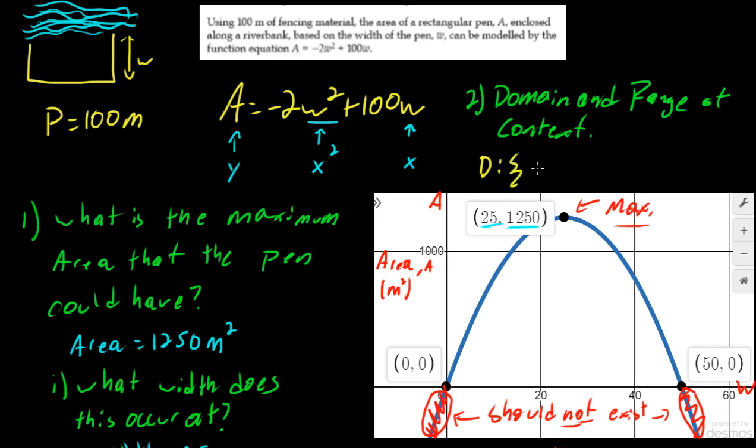So our domain in this case would be 0 less than or equal to w, since we have to use our independent variable of w. We can't use x because of the context, and the context is width, right? So less than or equal to 50. And range, I'll just sneak it up here. Range, again, this would normally be y is less than or equal to 1,250, but since we can't have any negatives, we would say that 0 is less than or equal to y is less than or equal to 1,250. And that would be our range of the situation too.